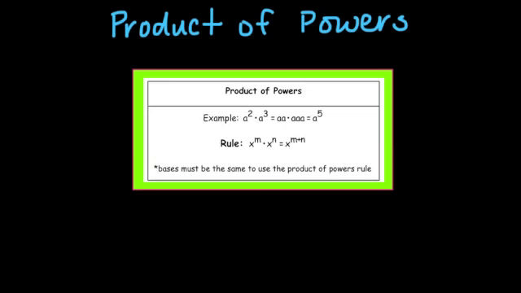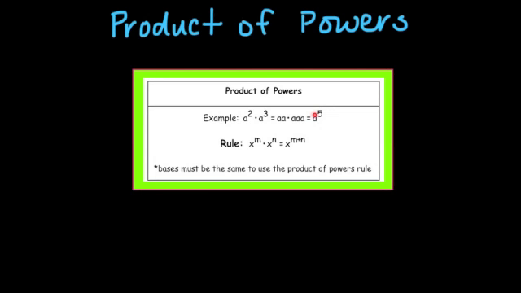Example, if I have a squared times a to the third, well, understand a squared means a times a, and a to the third means a times a times a. So basically, a squared is a 2 times, a to the third is a 3 times. And what we have here is when we put them all together, a times a times a times a times a, that's 5 a's all together. And really, that's just a to the fifth.